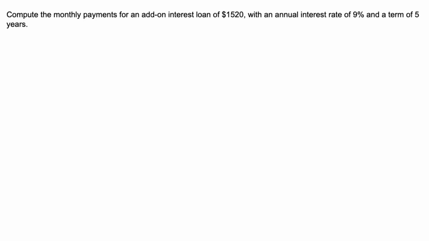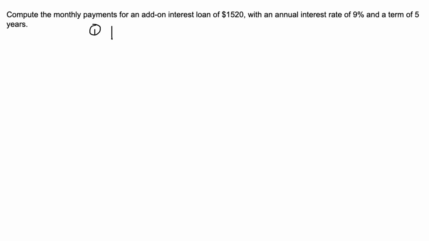Compute the monthly payments for an add-on interest loan of $1,520 with an annual interest rate of 9% and a term of 5 years. When we compute monthly payments for add-on interest, we have two steps. The first step is to find the amount of interest that we'll be paying.